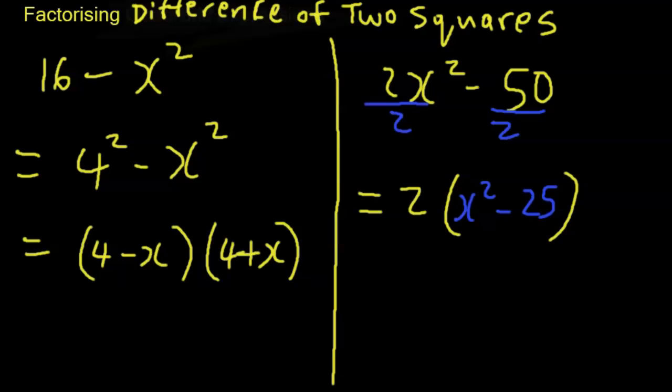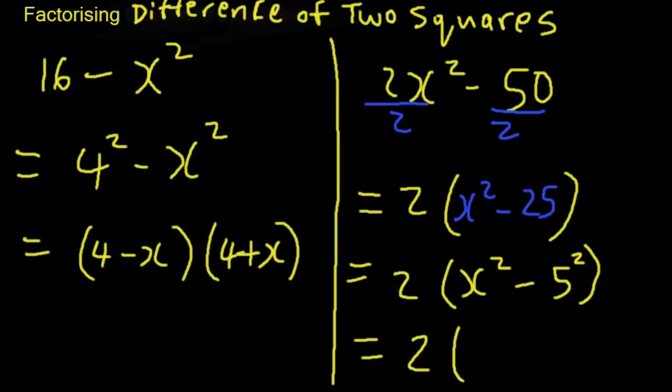It's definitely not complete, since we should be able to recognize that we have a difference of squares situation inside of the bracket here, because 25 can be rewritten as 5 squared. So hence 2, and we factorize that as (x minus 5)(x plus 5).